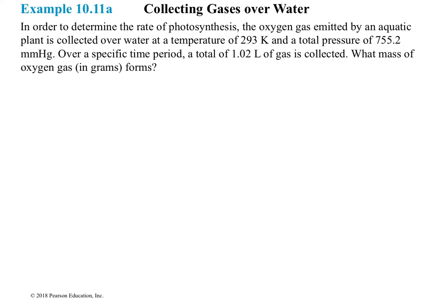So let's look at this problem. I want to find the rate of photosynthesis. So oxygen gas is emitted in that process, and it's collected over water at a temperature of 293. So that's 20 degrees Celsius at a total pressure of 755.2. So we'll put that there. Millimeters of mercury. Over a specific time period, a total of 1.02 liters of gas, so volume, is collected. What's the mass of oxygen gas in grams?